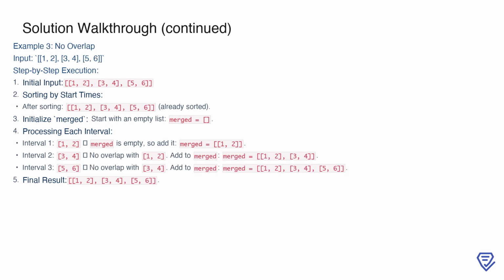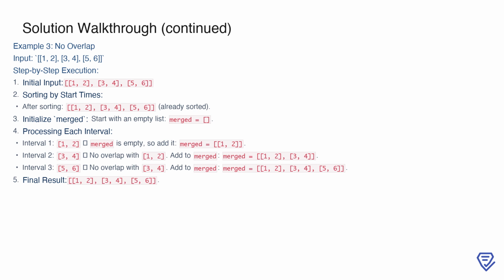In the third example, we have three intervals: [1, 2], [3, 4], [5, 6]. After sorting, the intervals remain in the same order. We initialize merged as an empty list and process each interval. For [1, 2], since merged is empty, we add it directly. Moving to [3, 4], we check if it overlaps with [1, 2].